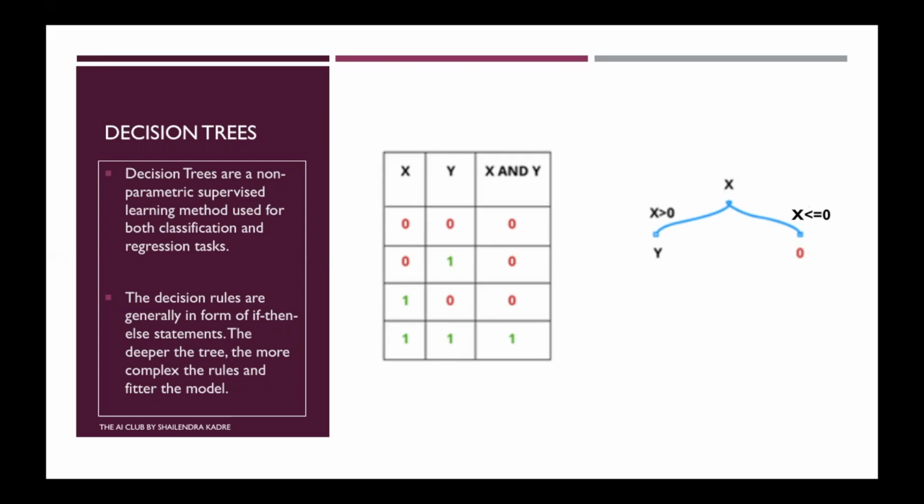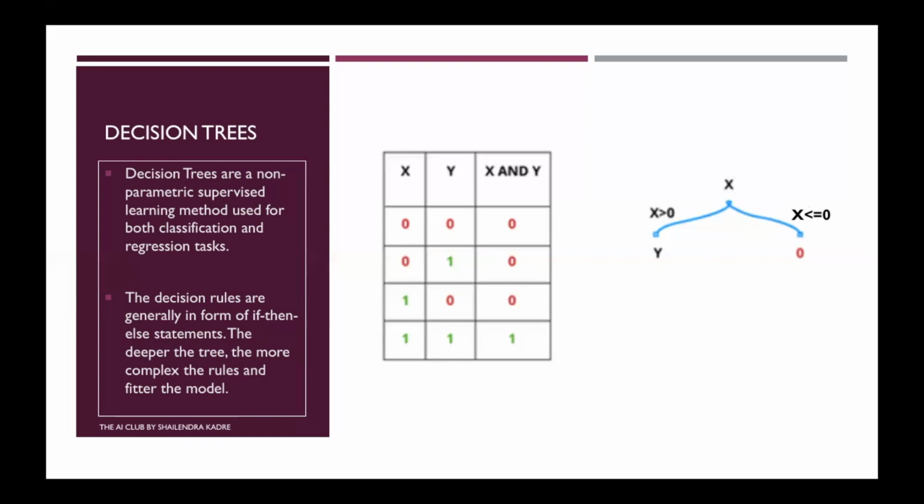And it can be used for both classification as well as regression tasks, and it is a supervised learning method, as we have discussed earlier also. Then the decision rules are generally in the form of if-then-else statements. The deeper the tree, the more complex the rules and the fitter the model.